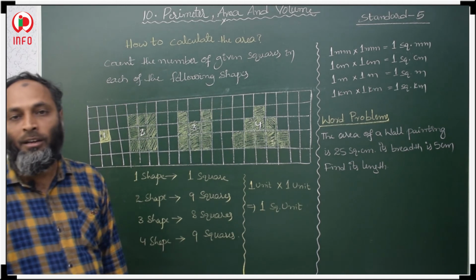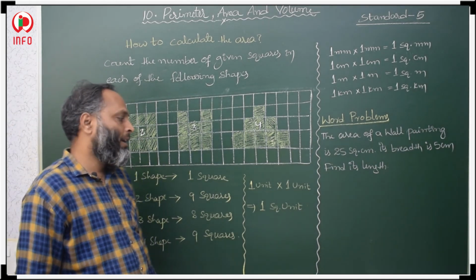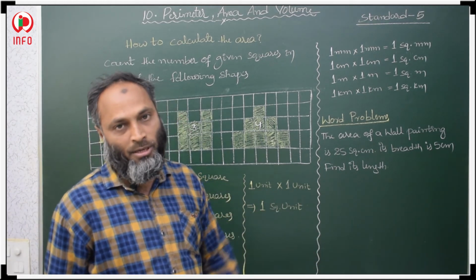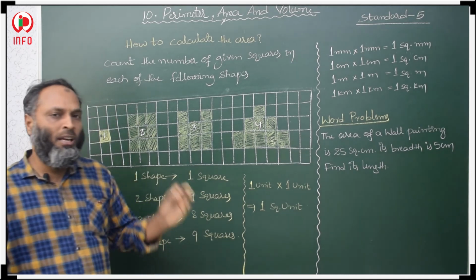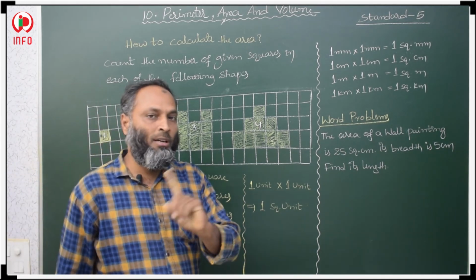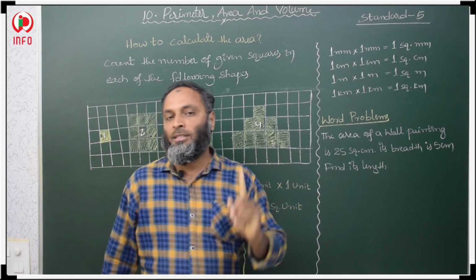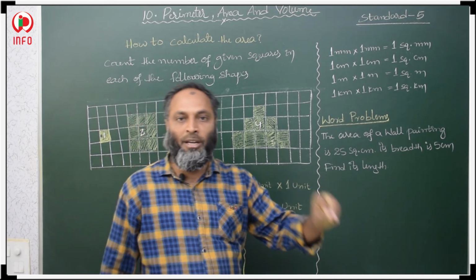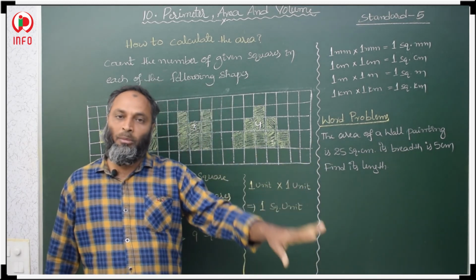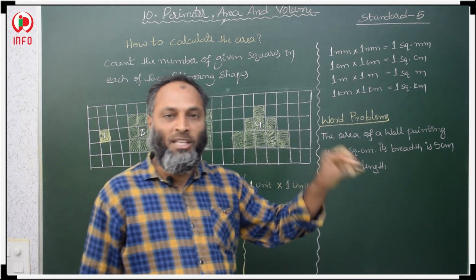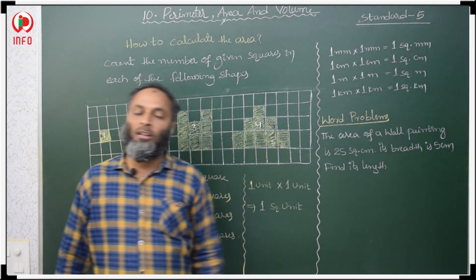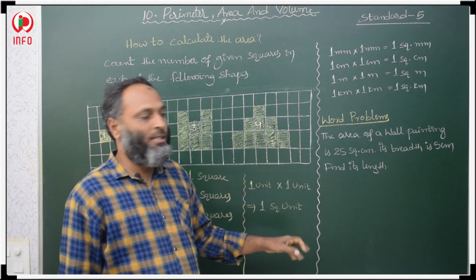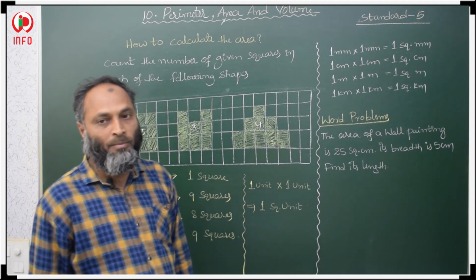1 square unit. The units may be meters, centimeters, millimeters, kilometers, whatever it is. Area is always in square units, but perimeter is not in square units. For perimeter, whatever unit is given, in that unit only we have to write. If meter is given, write meters. If kilometer is given, write kilometers. If centimeter is given, write centimeters. No square. But in area, we have to square the units.